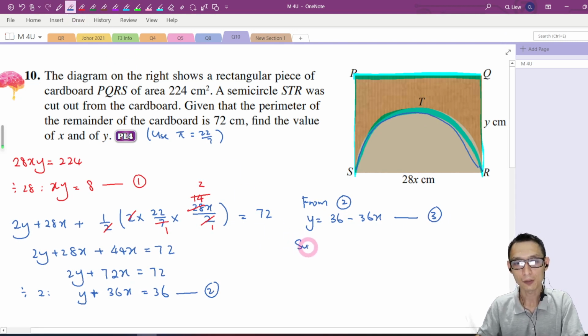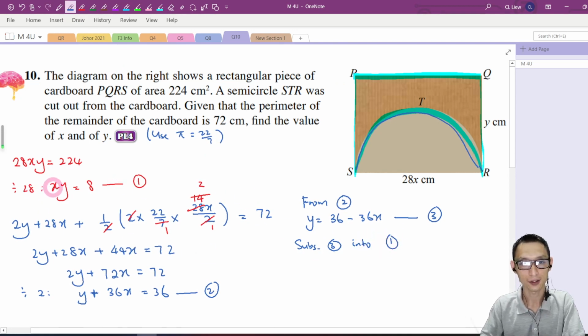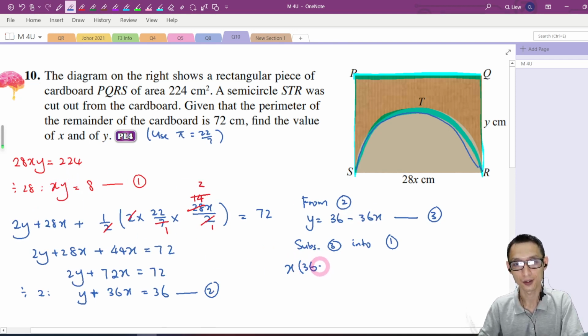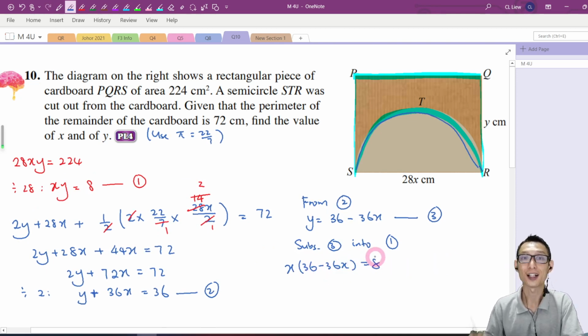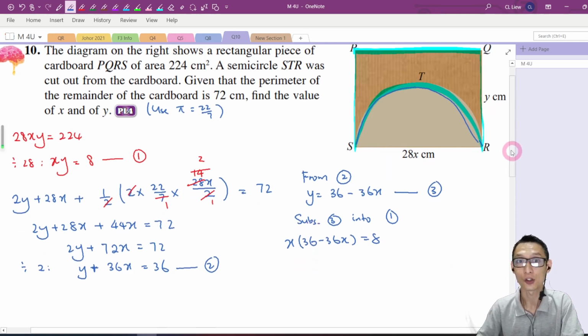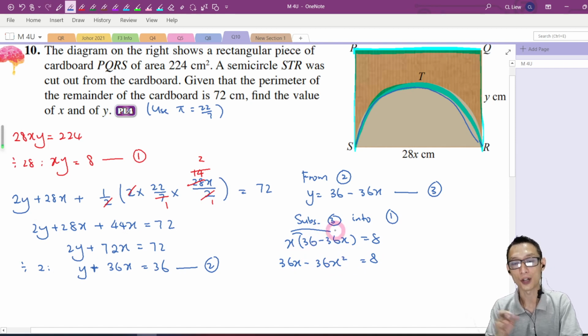Okay, so the next step, substitute the third equation into the first equation. X, I just copy, y is equal to this, is equal to x. Now you notice that this equation only consists of one unknown. Then we can solve it easily. Do some expansion over here. 36x minus 36x squared is equal to 8. So I'm going to rearrange this quadratic equation in general form.